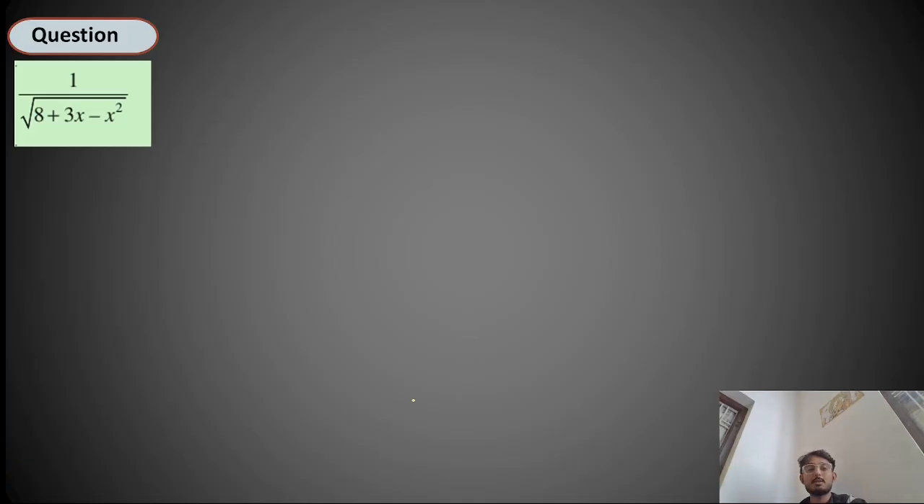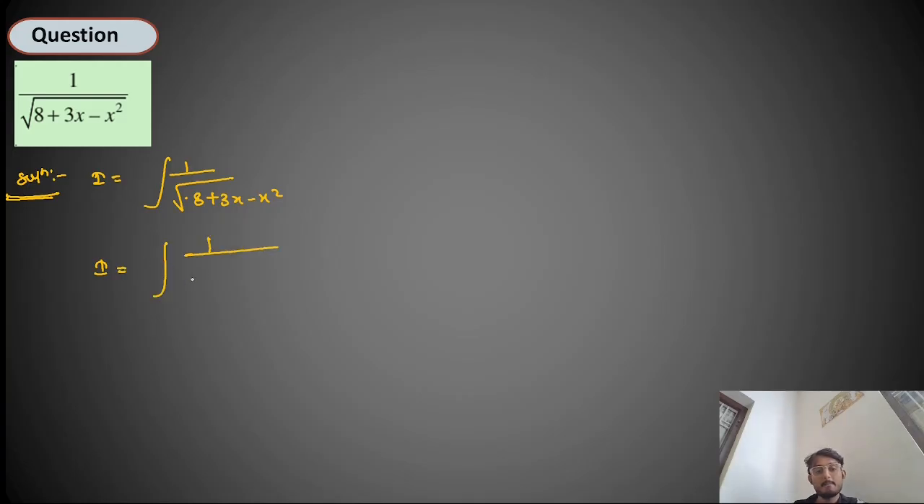Move on. Another example, 8 plus 3x minus x square. What will you do in this question? Solution. I equal to integral of 1 upon root of 8 plus 3x minus x square. So here I equal to integral of 1 upon root, you can take minus as common, so minus of x square minus 3x minus 8, dx.